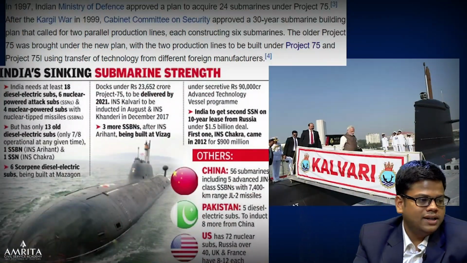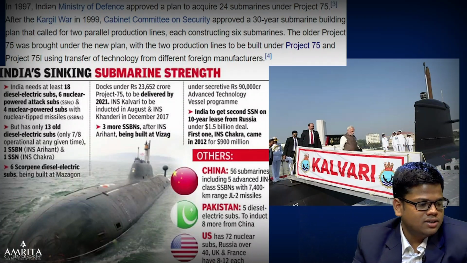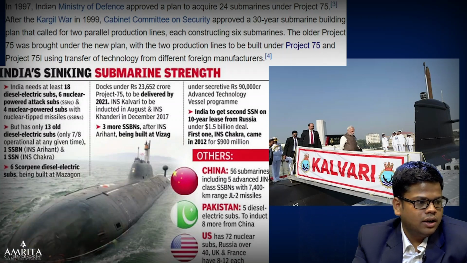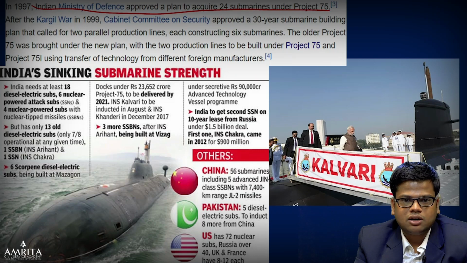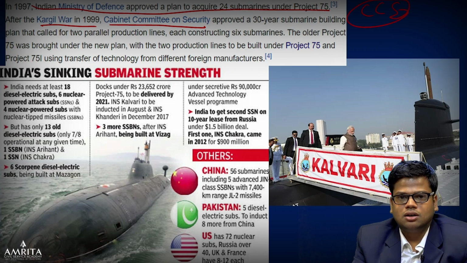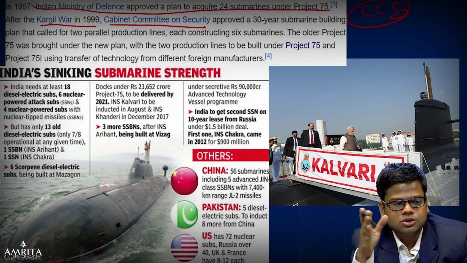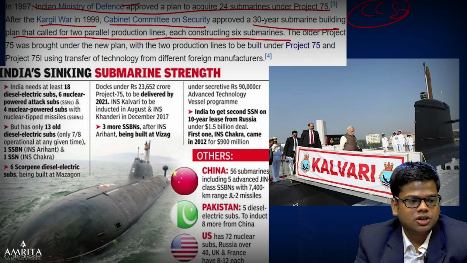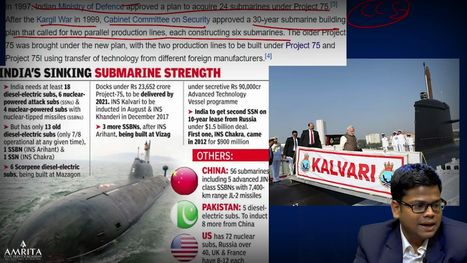So in 1997, you can see here, the Indian Ministry of Defence approved the plan to acquire 24 submarines under Project 75. However, after the Kargil war, the CCS, we discussed CCS yesterday in the last class, Cabinet Committee on Security, approved a 30-year submarine building plan that called for 2 parallel production lines, each constructing 6 submarines. So, 2 parallel production lines.